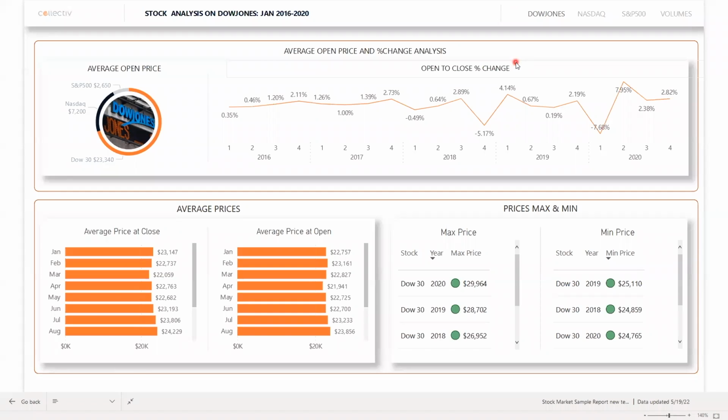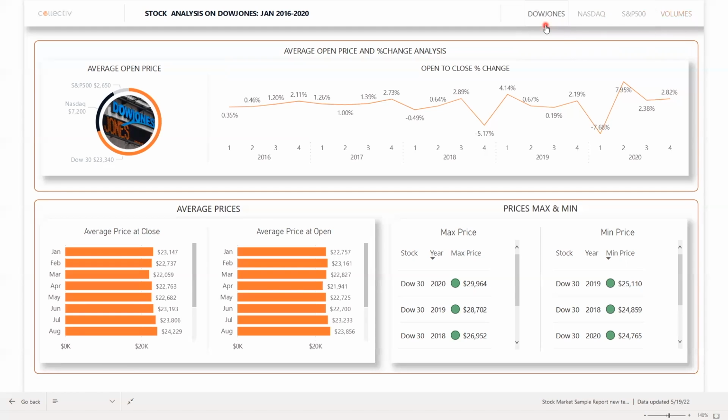We will be taking a look at Collectiv's stock market report. The report focuses on Dow Jones, NASDAQ, and S&P 500 from 2000 to 2020. This report will analyze the strength of a particular sector and offer the public fundamental information concerning a particular industry. On this report, you'll see 4 pages, based on Dow Jones, NASDAQ, S&P 500, and volume.